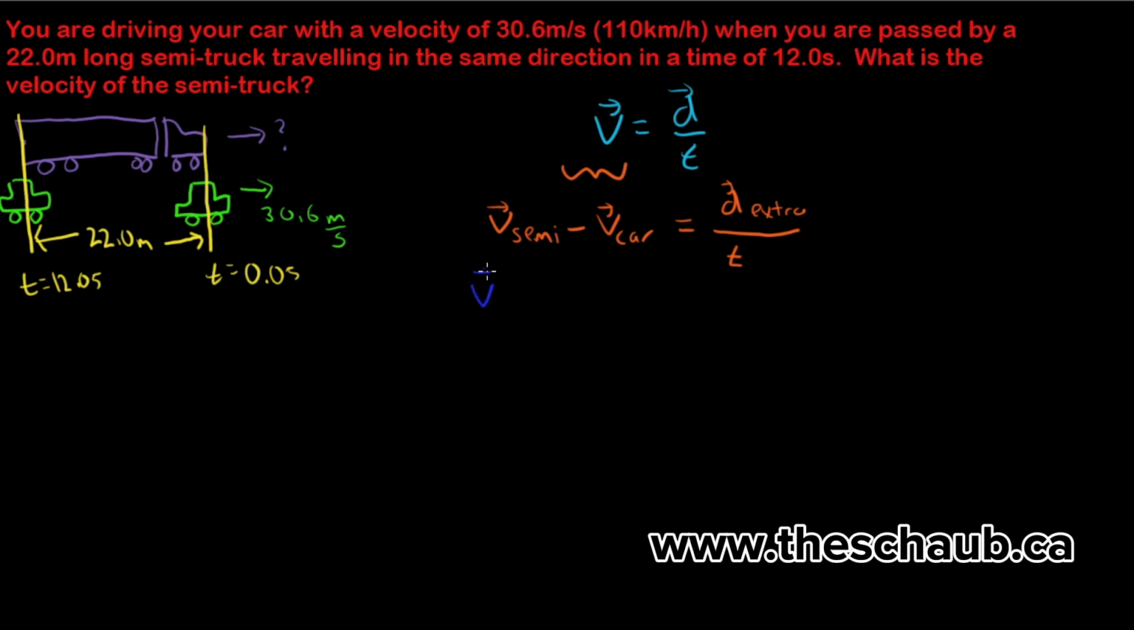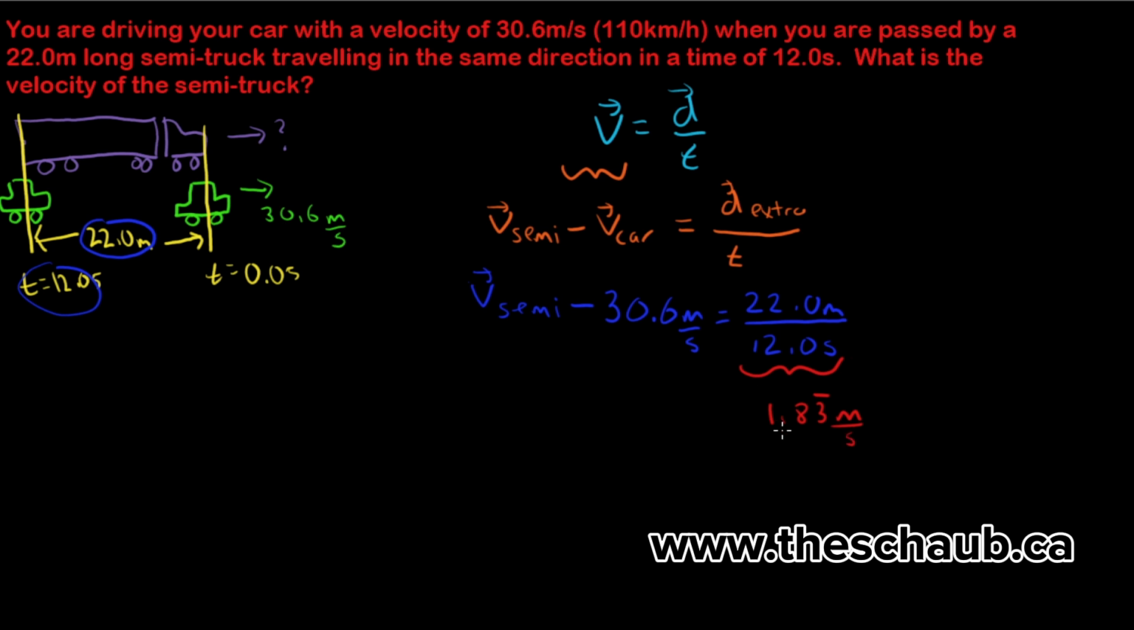So the velocity of the semi minus the velocity of the car, which is 30.6 meters per second, is equal to the extra displacement that the semi-truck travels, which is 22 meters, and the time that this extra travel takes place in, which is 12 seconds. Dividing 22 meters by 12 seconds, we get a velocity on this side of 1.83, repeating decimal, meters per second.